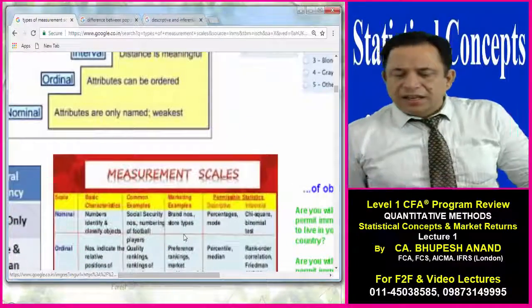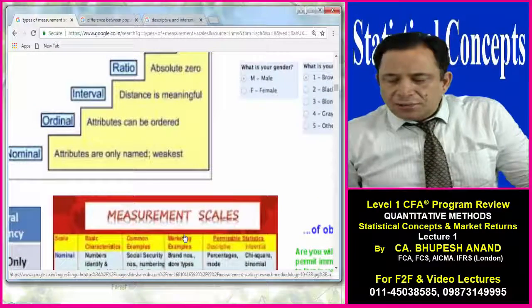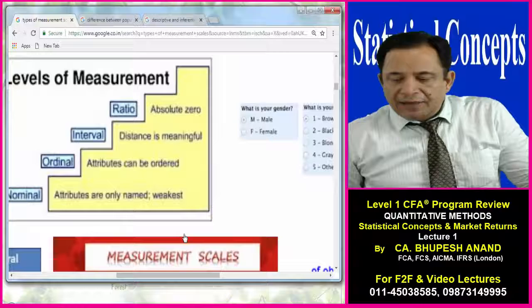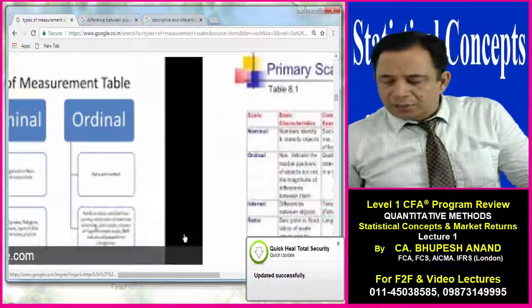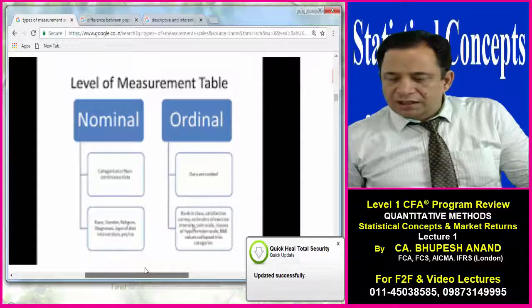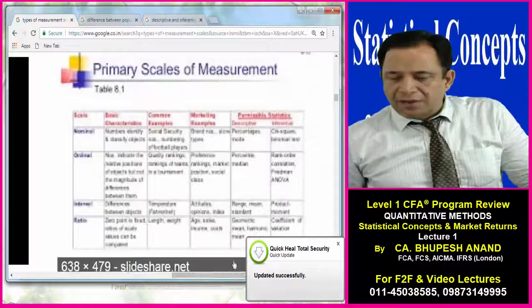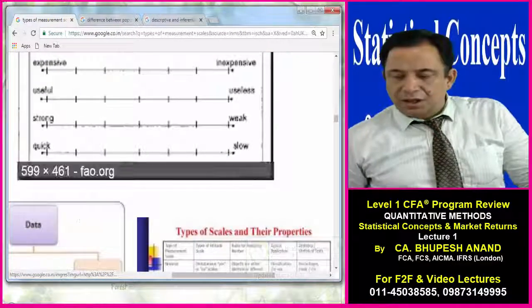The first is nominal: attributes are only named. Attributes can be ordered in ordinal. In interval, distance is meaningful. Ratio has an absolute zero, which means because we are given the base, we can find that out. So this is the difference between the primary scales, nominal scale and all that. Hope you are getting the points.